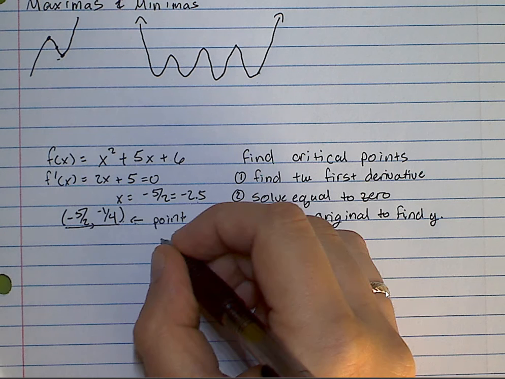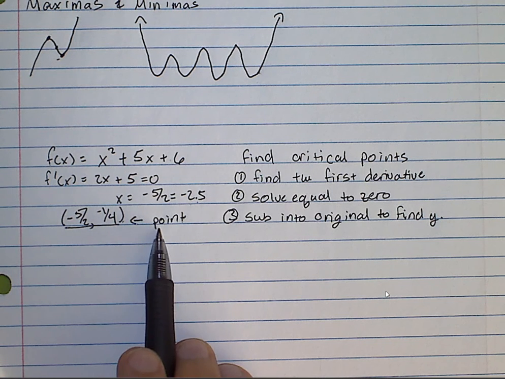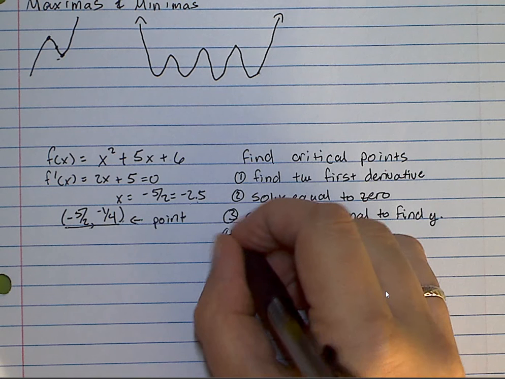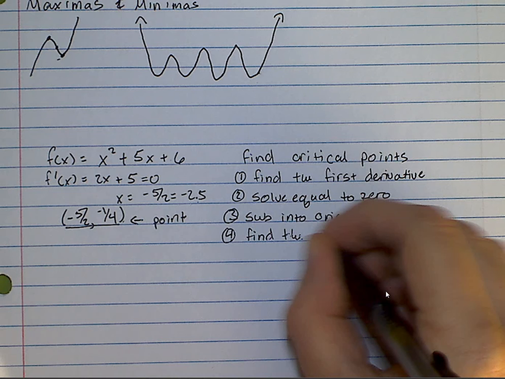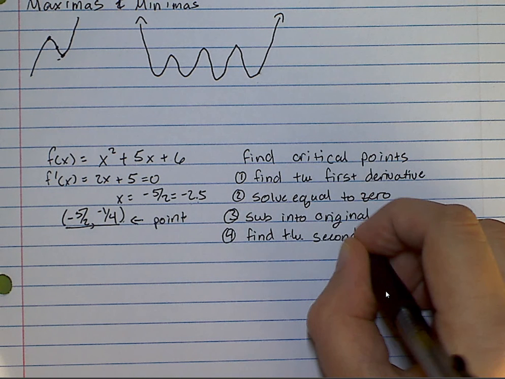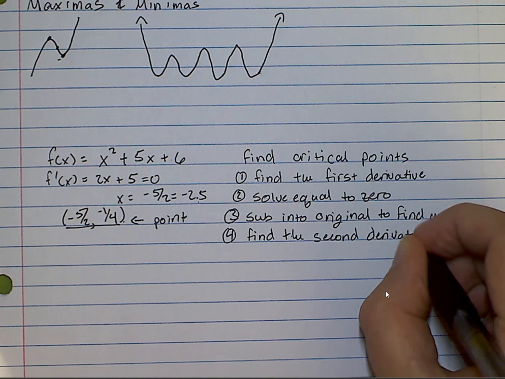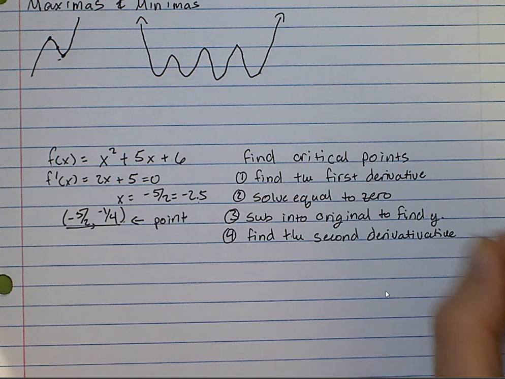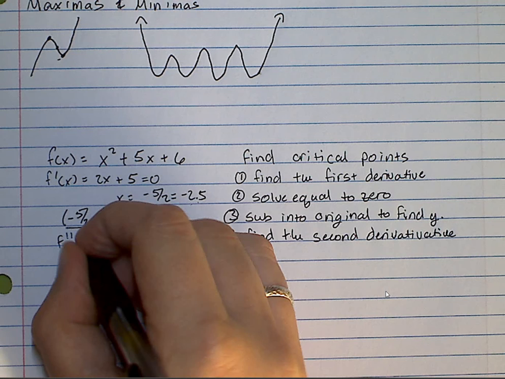Point. So now you have this point, and now you need to know, is this point a minimum or maxima or a point of inflection? And here's the thing. To do that, you're going to find the second derivative. This all sounds like a lot of work, but once you start doing it, it's really not that bad. Right, so the second derivative is f double prime of x, which is just equal to 2.